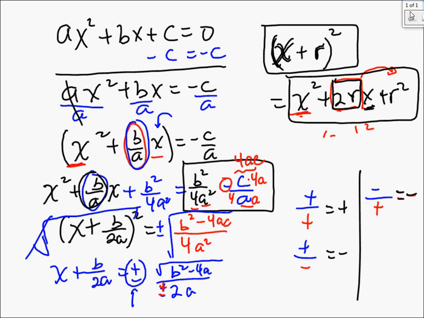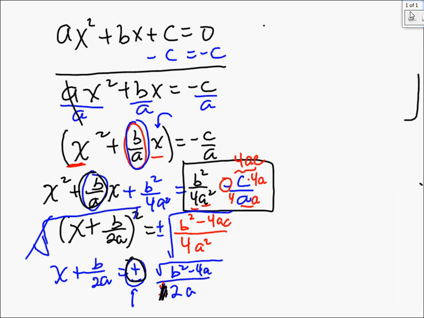You can use negative for the top, negative from the bottom, and you will get a positive. So either way, you get positive or negative. So I already have that. It's in front. Okay, one last step. I don't want to know what x plus b over 2a equals. I just want to know what x equals.